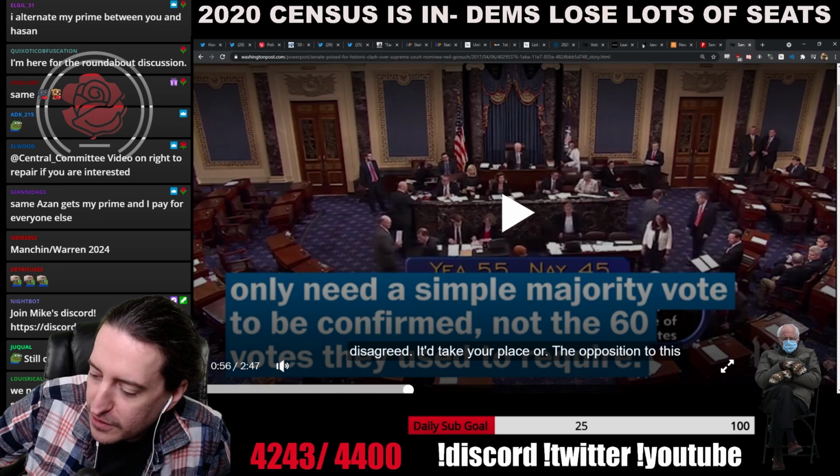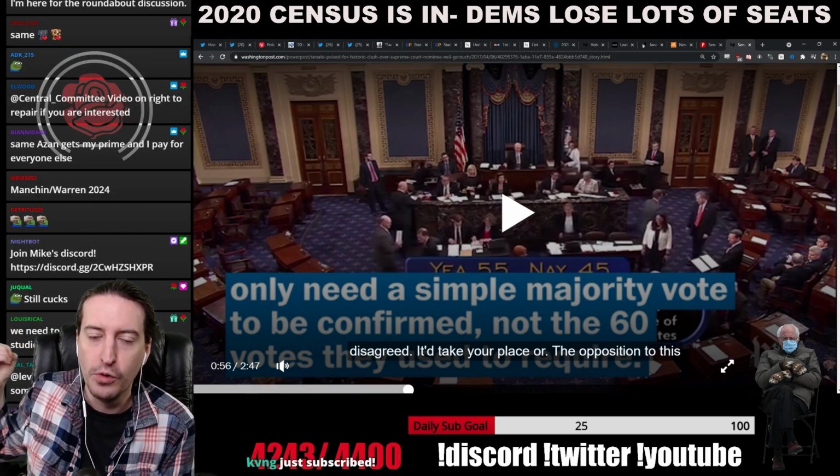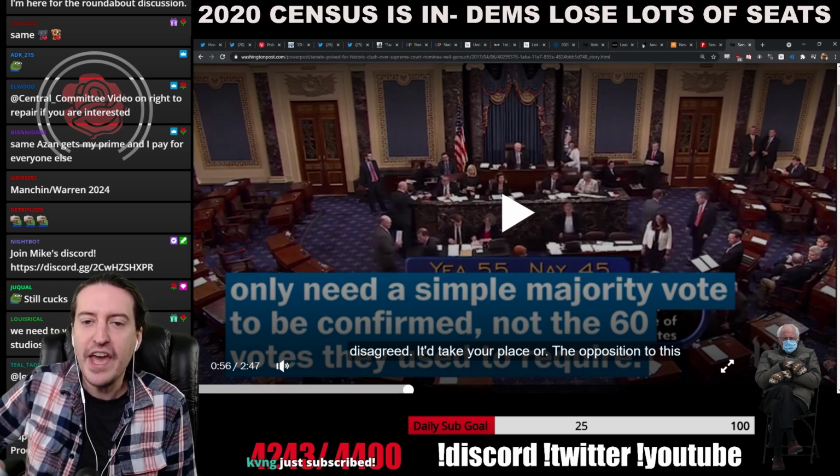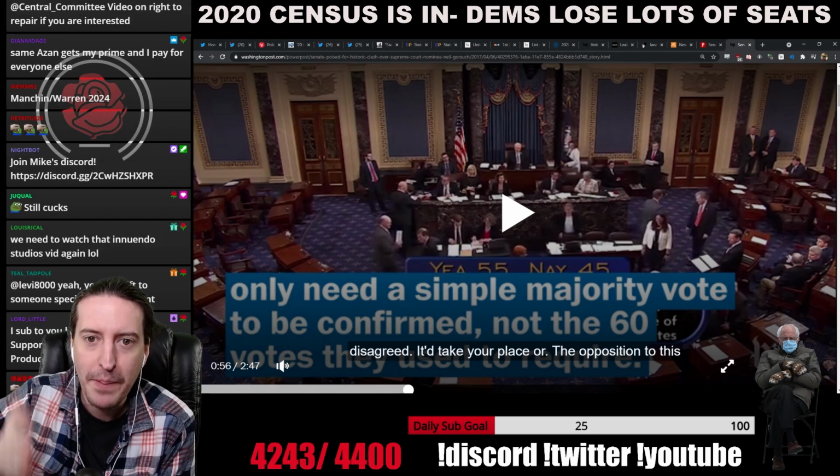And it kind of shows you that the Republicans are willing to cheat to win. They're willing to destroy the Senate. They don't care that the Democrats have control. They don't fucking care. They have the power to do something, they do it.